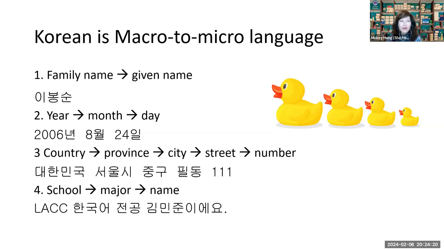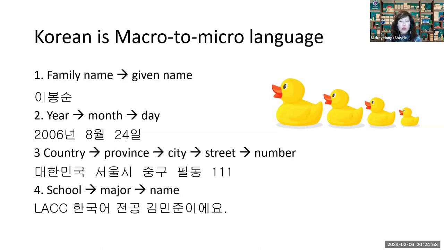That's why family name comes first, okay? It's not the last name. It's the first name, your family name, the surname. And then you have the given name. So when you give your name, it's family name and your given name, 이봉순. And then the date: year, month, day. Address: the country, the province, city, street, and the street number come last.